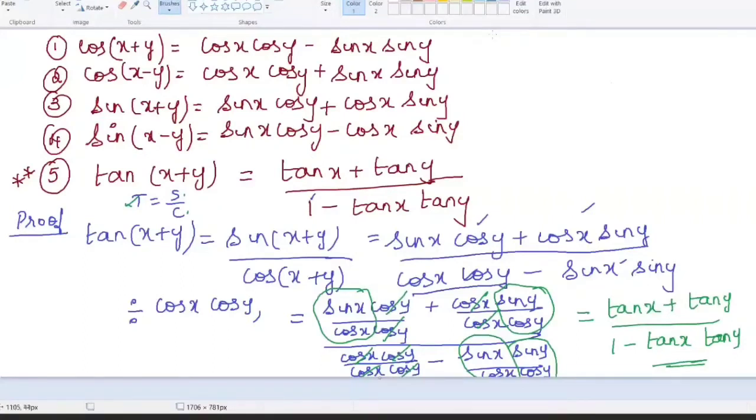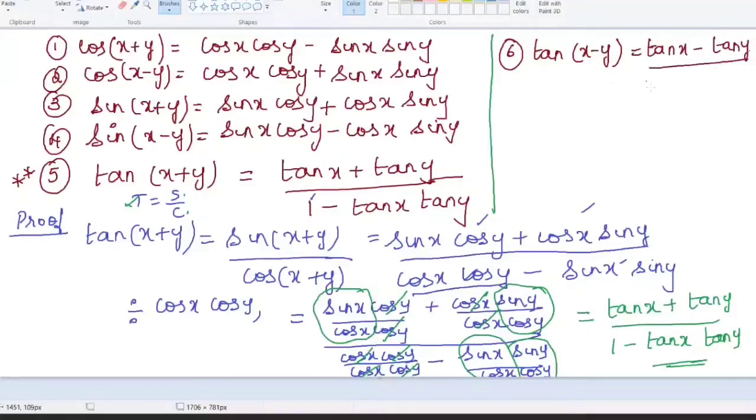The sixth formula, you can write directly: tan of x minus y. Now minus is there, so minus will come in the numerator. So it is tan x minus tan y. If minus is there in the numerator, plus should come in the denominator: 1 plus the product tan x into tan y. So for today, you have learned six formulas.